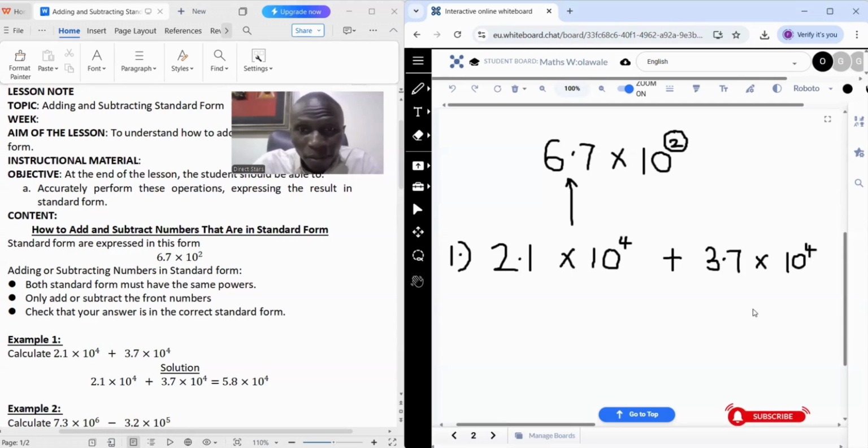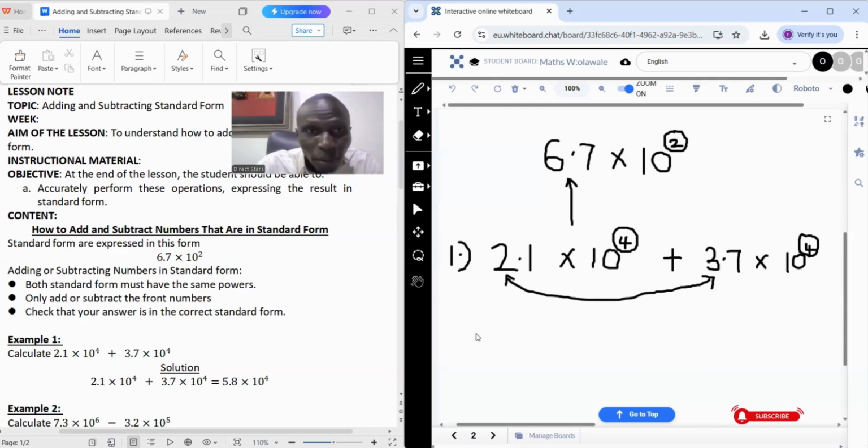If you look at these two standard forms, you can see that they have the same powers. This first standard form has 4 as the power, and this also has 4 as the power. So it means that we can now add the front numbers. So 2.1 plus 3.7, we're going to have 5.8. Then since they have the same power, we can just have an answer of 5.8 times 10 raised to the power of 4.